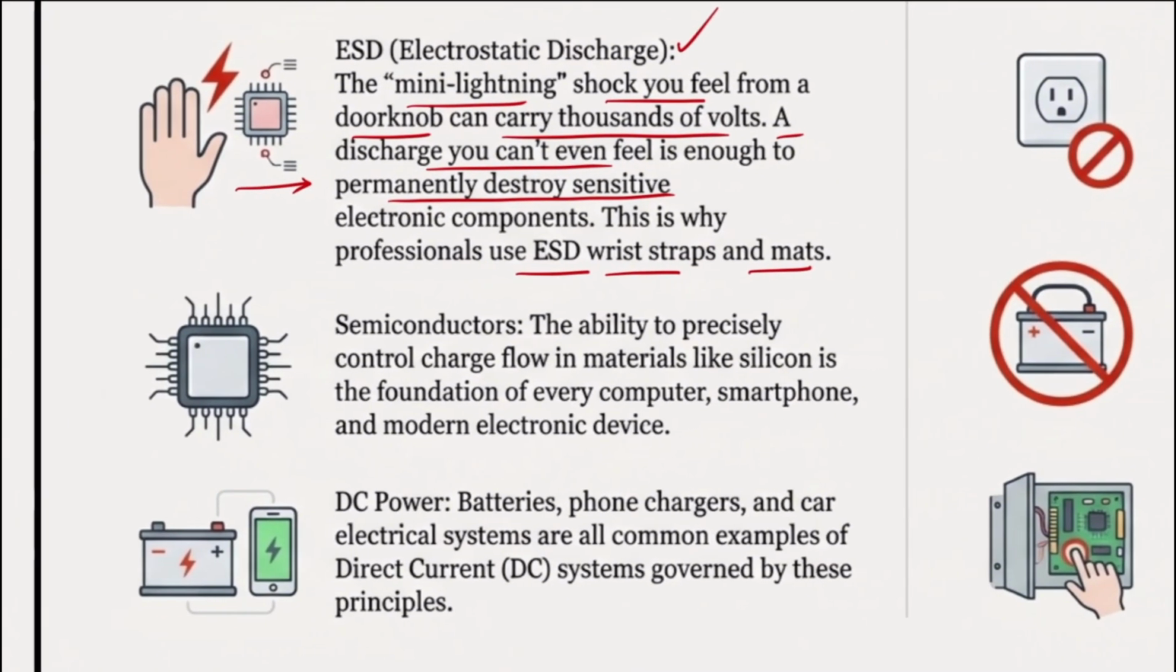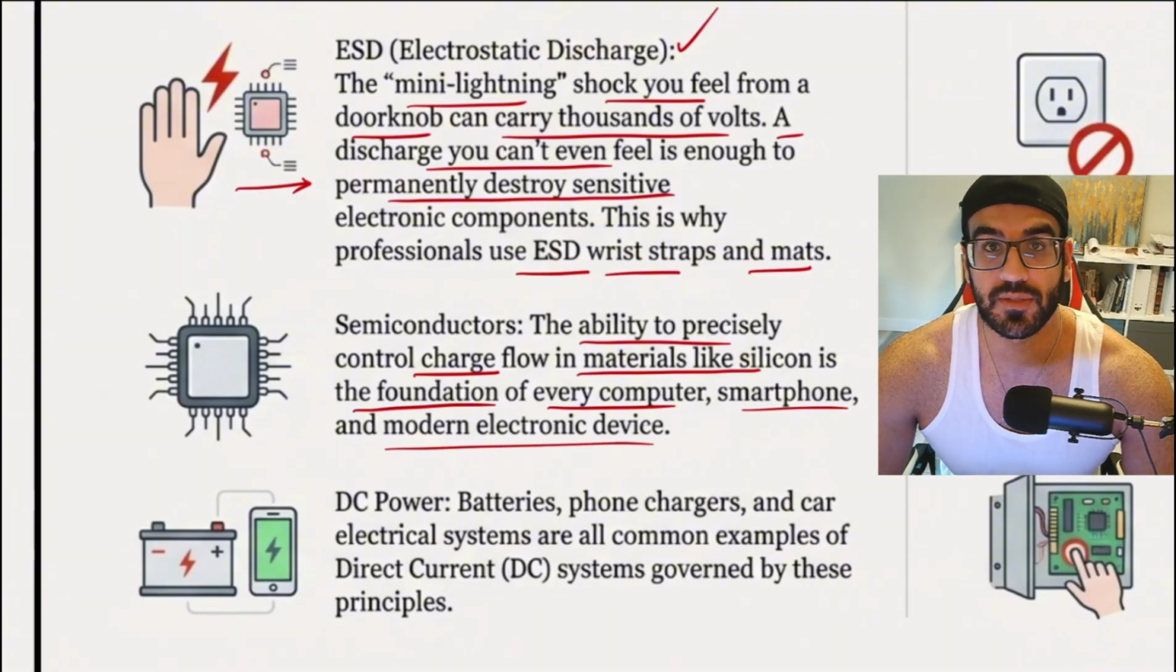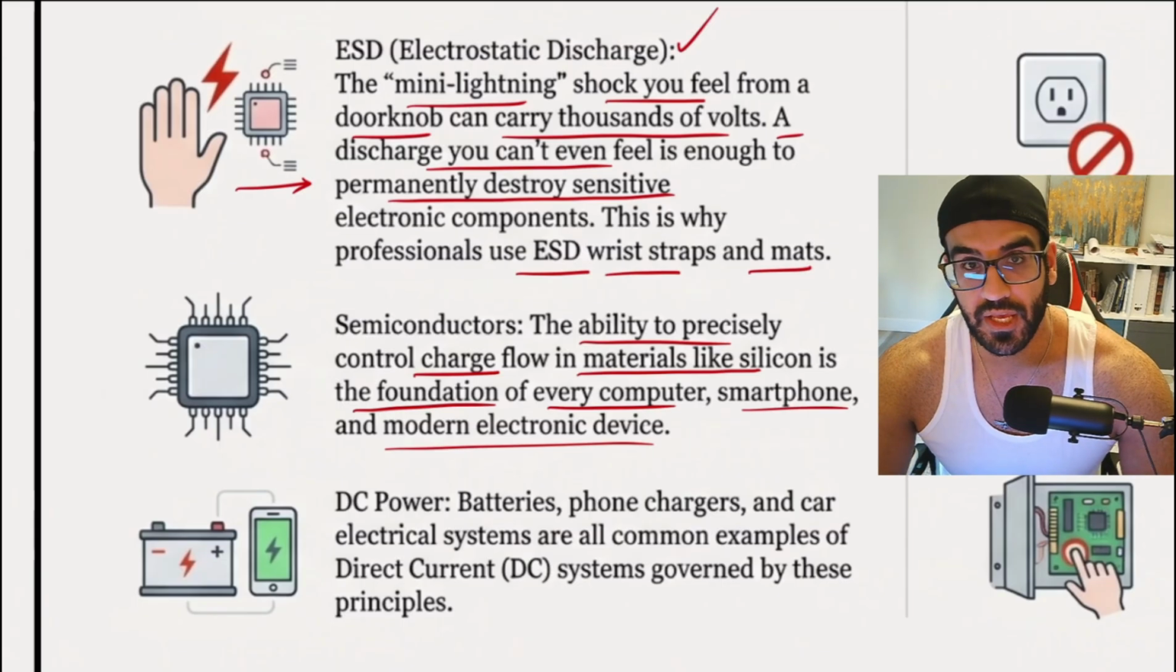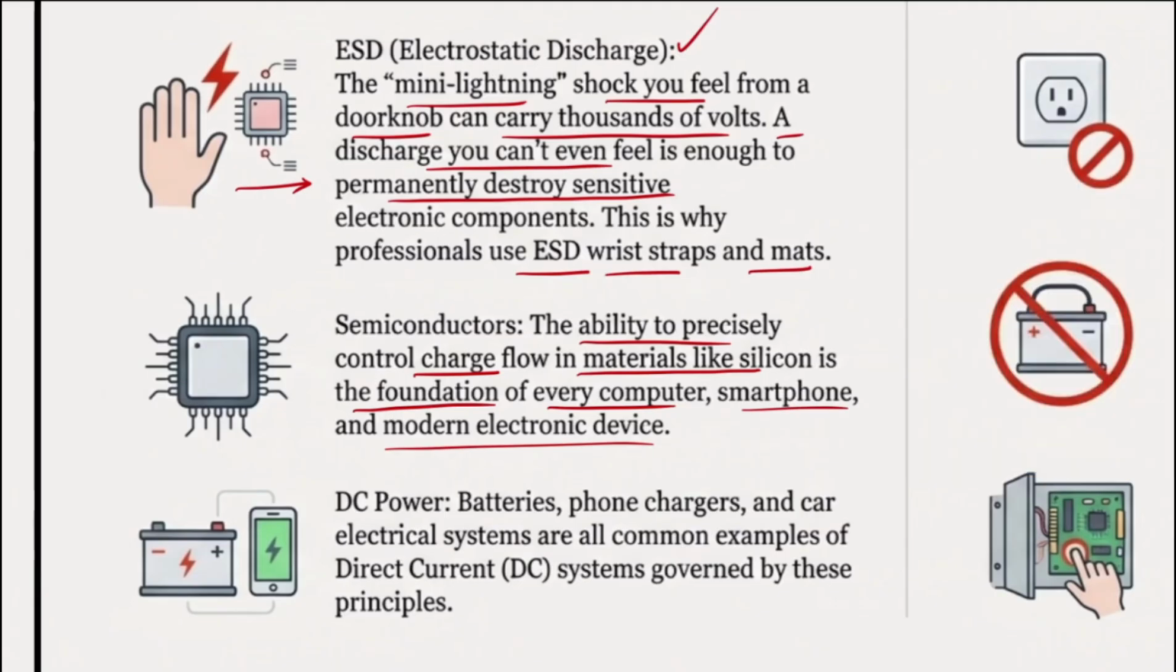Semiconductors: the ability to precisely control charge flow in materials like silicon is the foundation of every computer, smartphone, and modern electronic device. If you remember, semiconductors are a specific kind of material that you can control to behave as insulators or conductors, and they are widely used and very powerful.